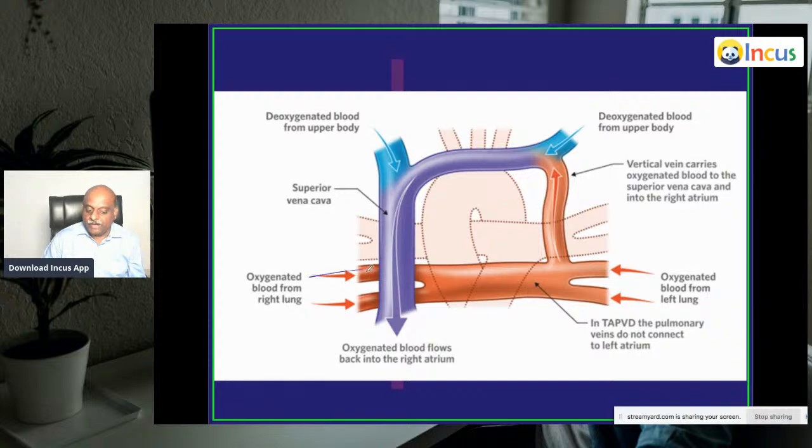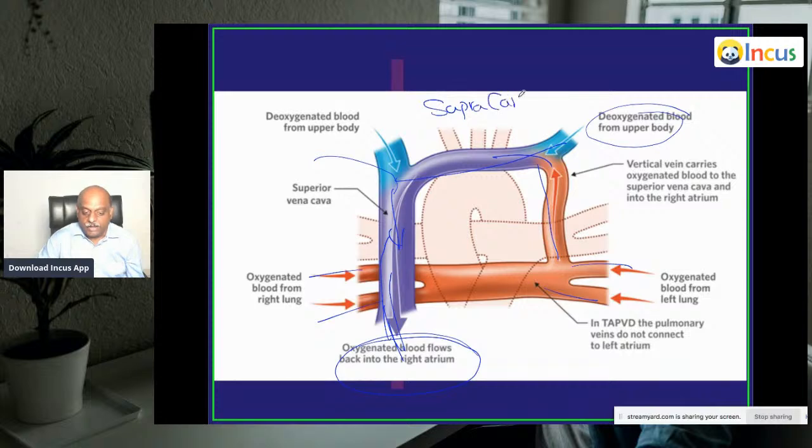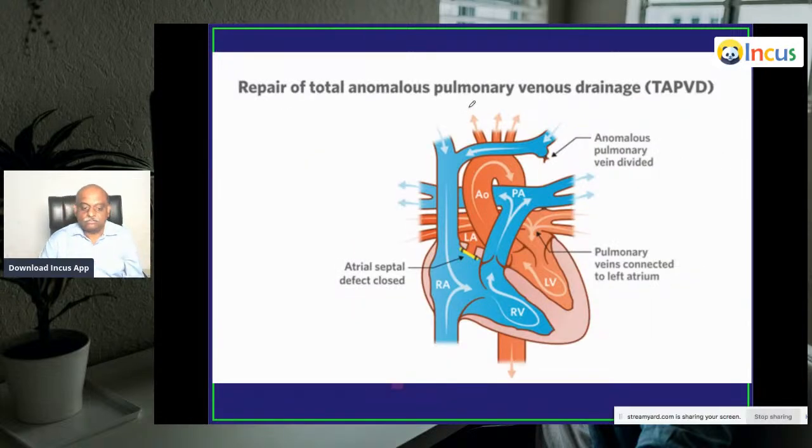So the right and left pulmonary veins combine to form a vertical vein, which is carrying the oxygenated blood, will blend with the deoxygenated blood from the upper body and blend into the superior vena cava and goes into the right atrium. This is called the supracardiac type of TAPVC, which is most common. So in this scenario, how will you manage this condition?